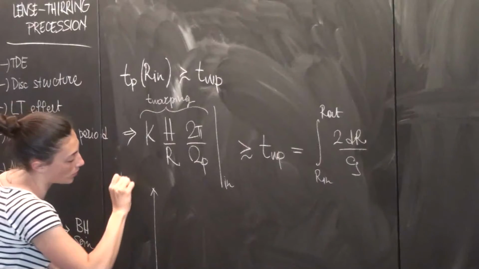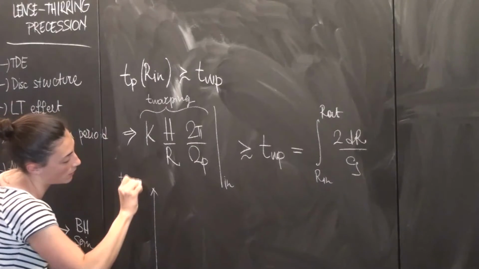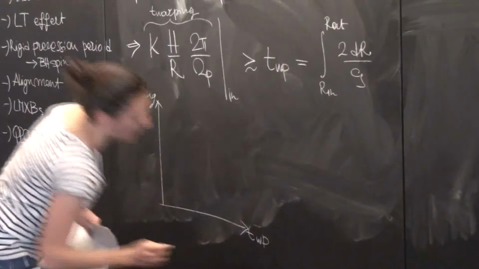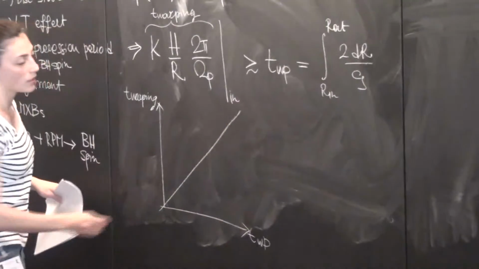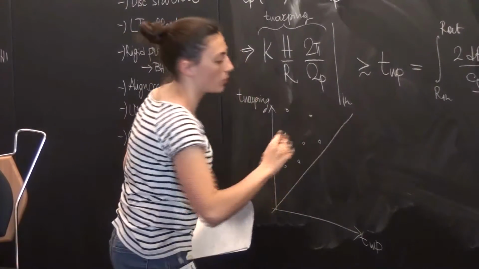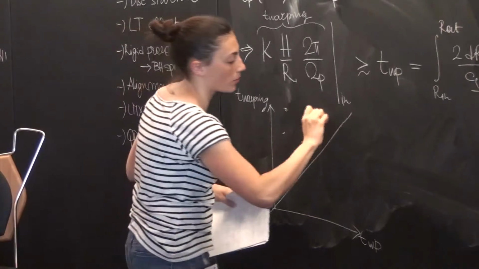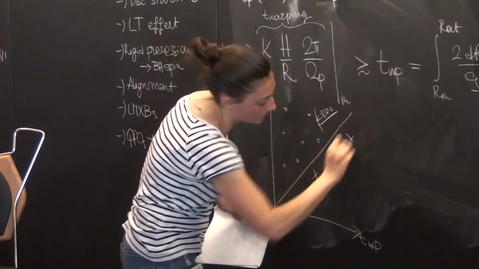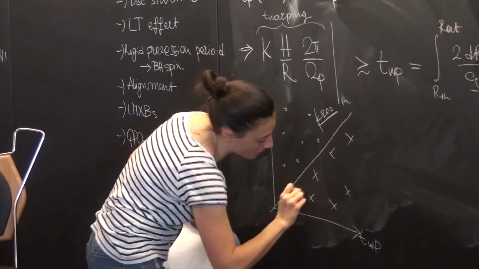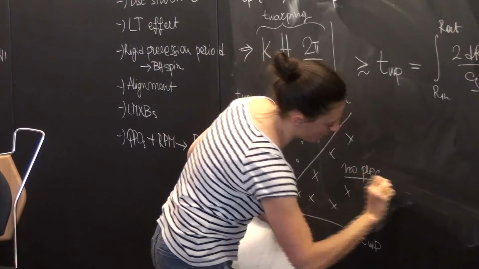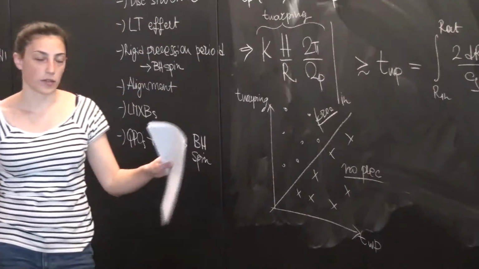If we plot T-warping against the sound crossing time, this is the criterion. So for the dots here, for which the condition is satisfied, we saw precession, while for the cross here, we didn't see precession. So this is the criterion finally.